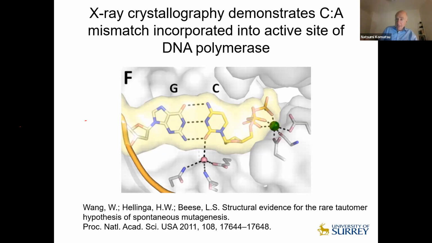But some studies have gone on to look, for example, in this study here, at a GC base pair mismatch, a synthetic one, that could be incorporated into DNA polymerase and be present in a Watson and Crick configuration in the active site. This shows that if DNA can get into this tautomeric form, it will form a Watson and Crick base pair with the wrong base. So that's an important finding.